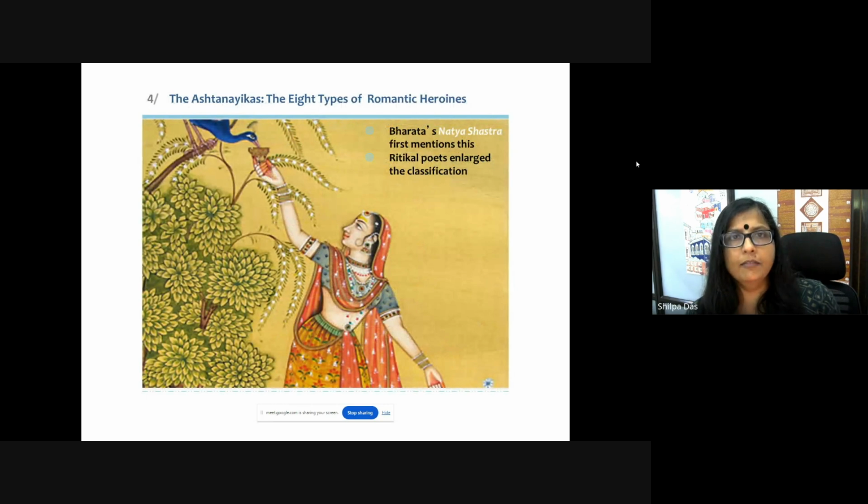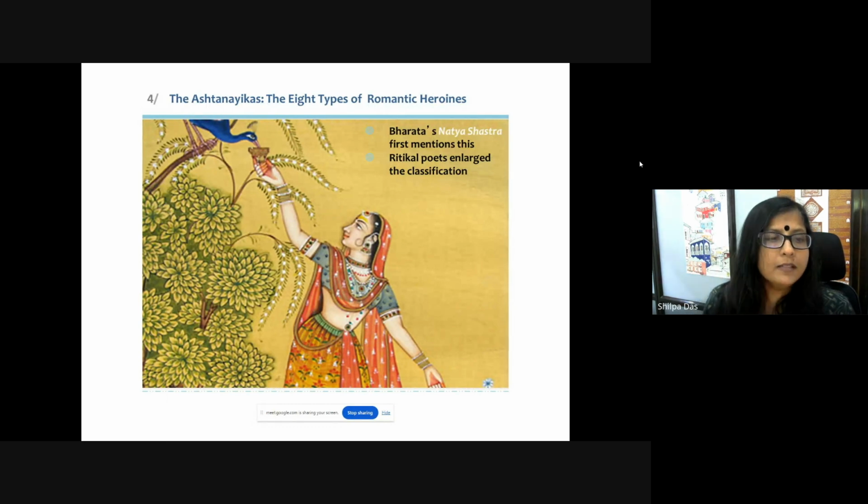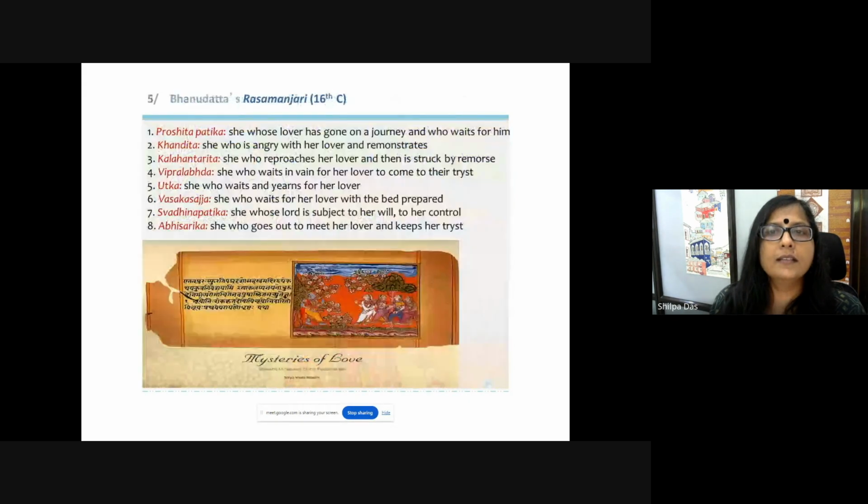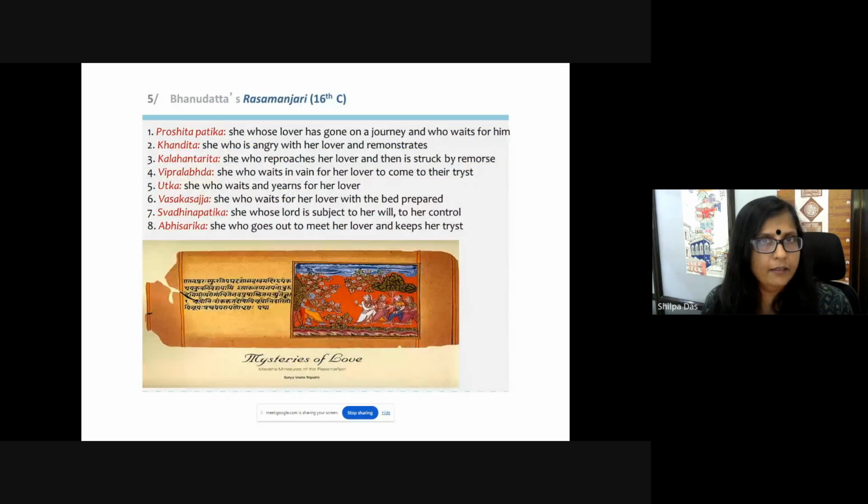Some of us may have heard about the Ashtanayikas, or 8 types of romantic heroines that the tradition mentions, and which first finds mention in the Natya Shastra by Bharata. But it was the poets who come in much after Bharata in the centuries that follow who actually enlarged this classification and gave it a body.